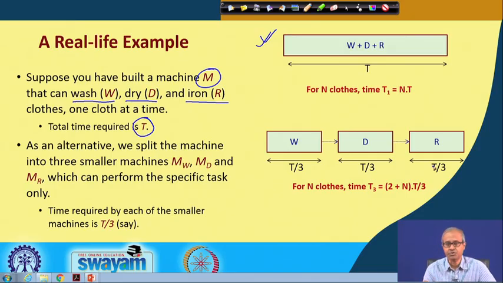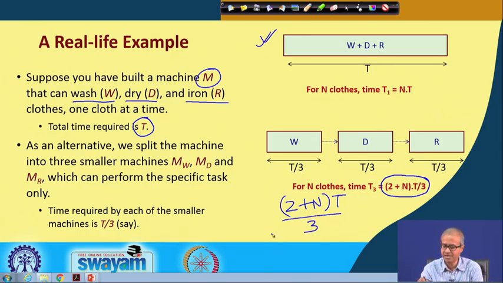Now, it can be shown, we shall be seeing later in the next slide, that for processing n number of clothes, the total time required will be only (2 + n) multiplied by t by 3. See, earlier it was n into t.